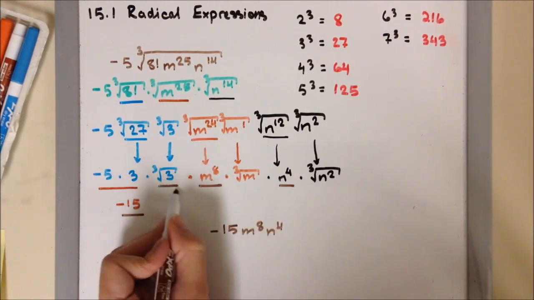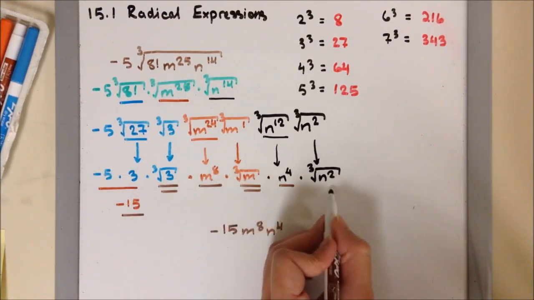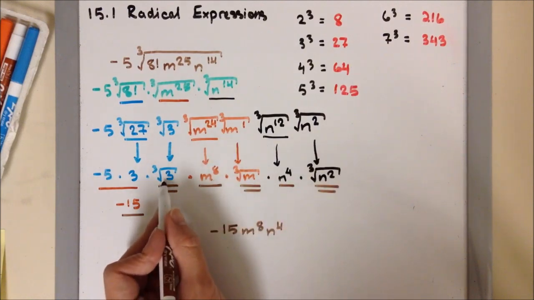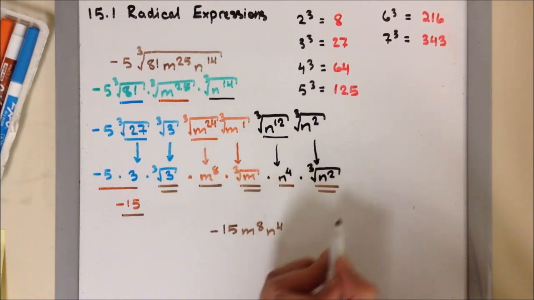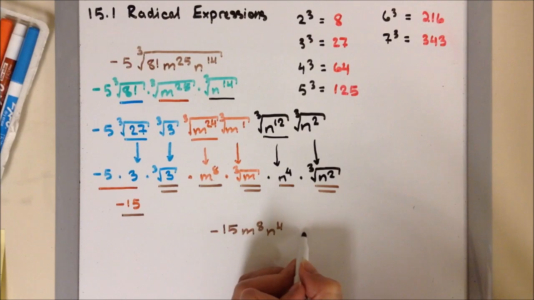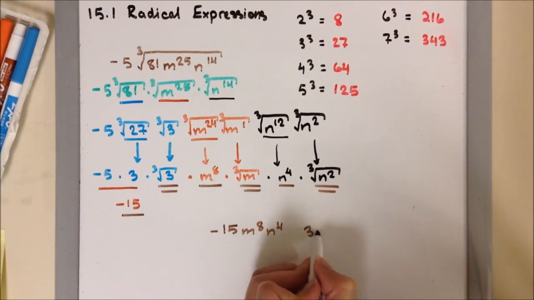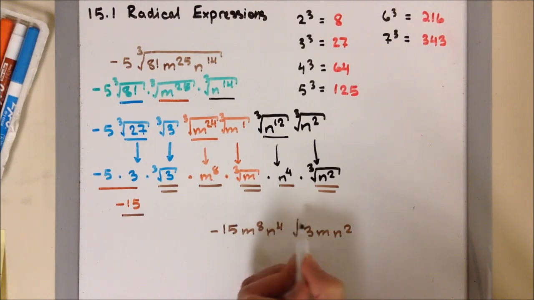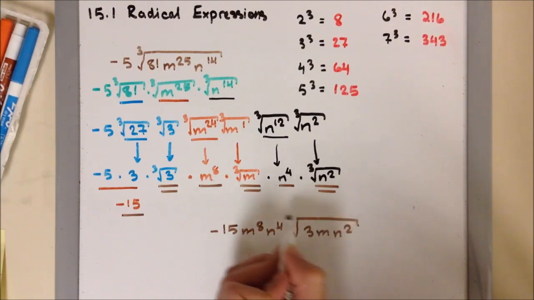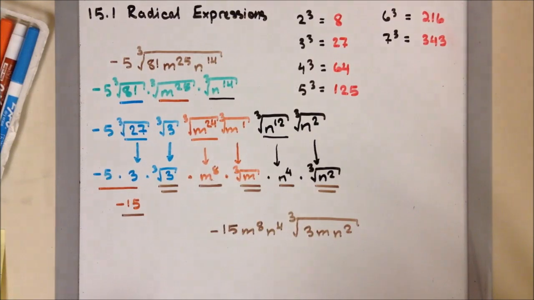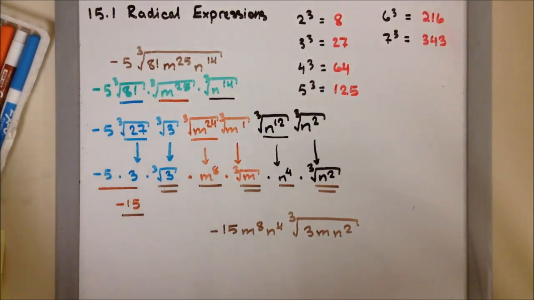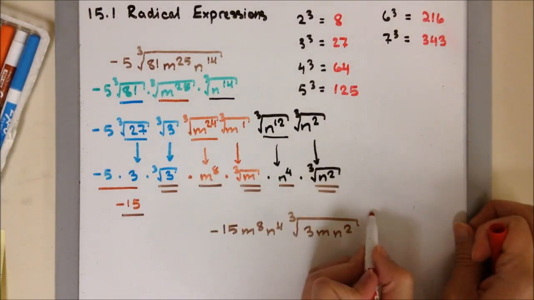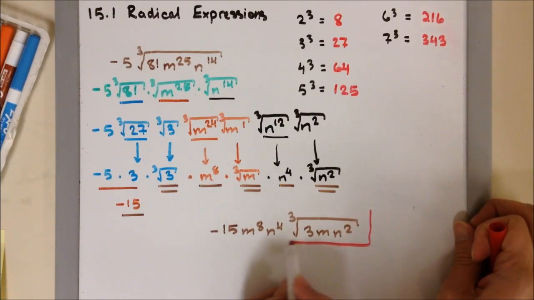And the ones with the cube root, the 3, the m, and the n squared, will be all together. So 3, m, n squared, all inside 1 cube root. So that would be my final answer. Let me box that up.